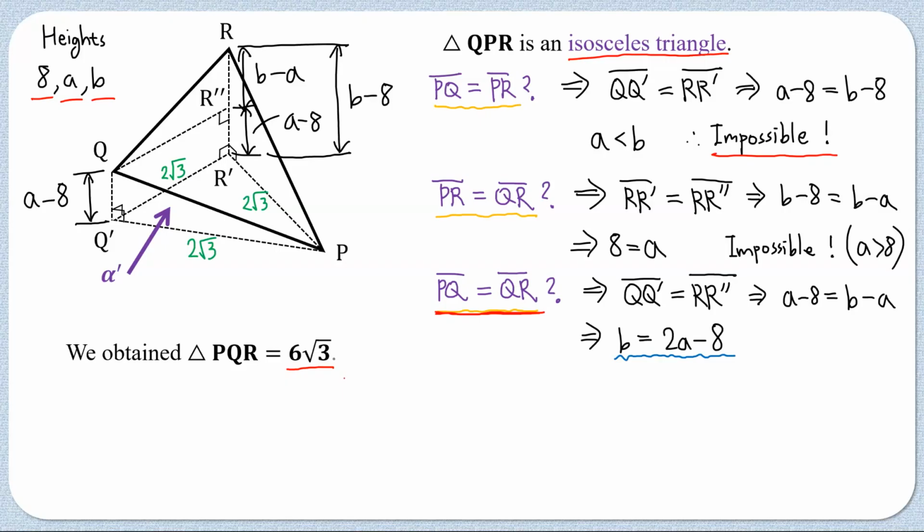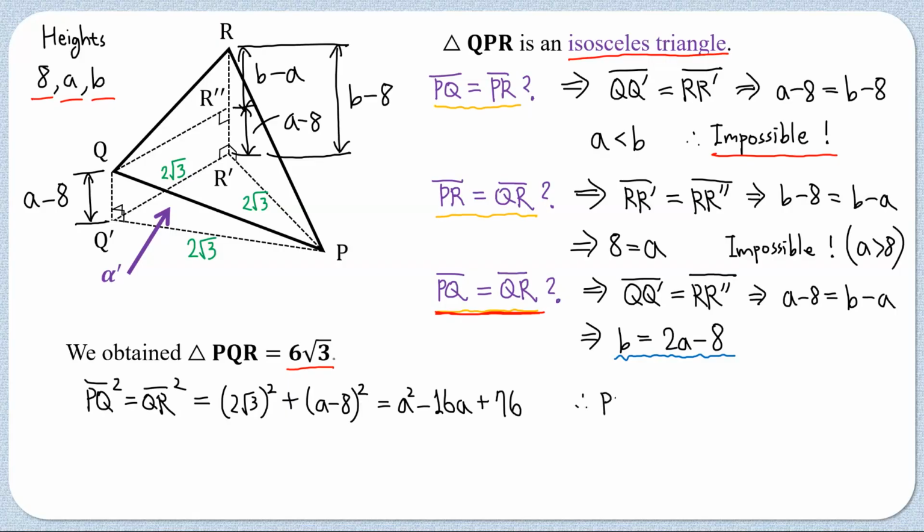In order to calculate this area by another method, we need to find the expressions for the side lengths of triangle PQR. Using the Pythagorean theorem, length PQ squared, hence QR squared, is given by 2 square root of 3 squared plus A minus 8 squared, which gives A squared minus 16A plus 76. So length PQ is the square root of that.